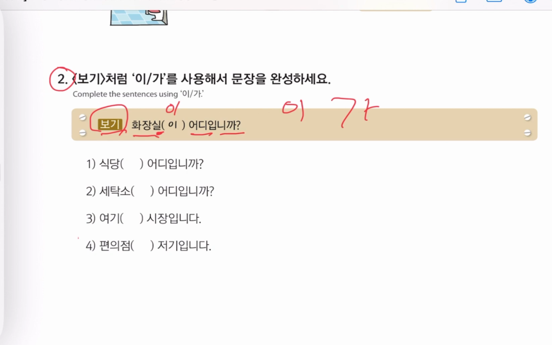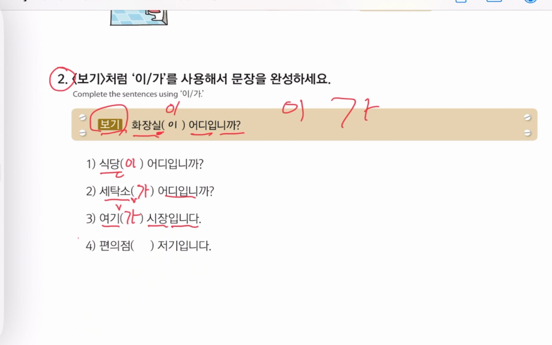Hwajangshili odi imnika. Where is the washroom? Shikdang. The last letter is a consonant, so we add i. Shikdangi odi imnika. Where is the restaurant? Se thakso. The last letter is a vowel. Se thaksoga odi imnika. Where is the laundry shop? Yogi, the last letter is a vowel, so we add ga. Yogi ga.